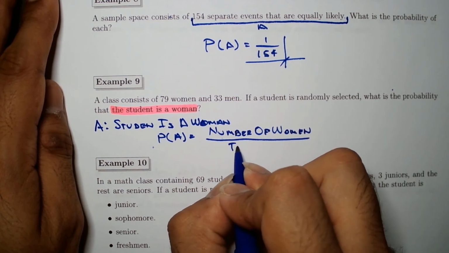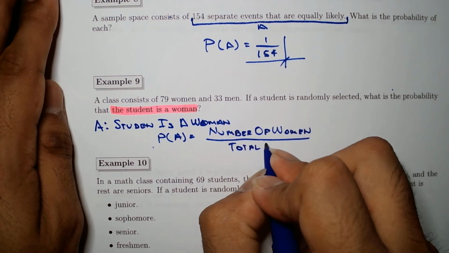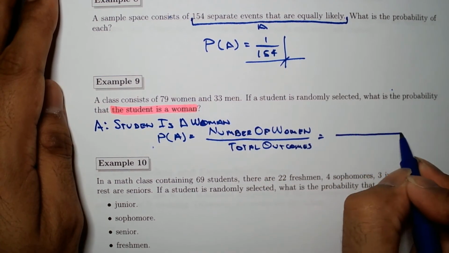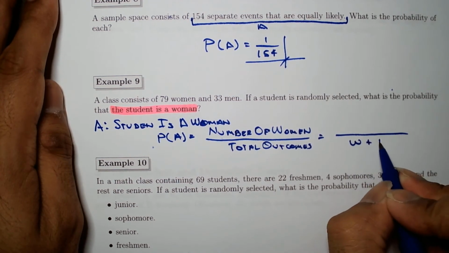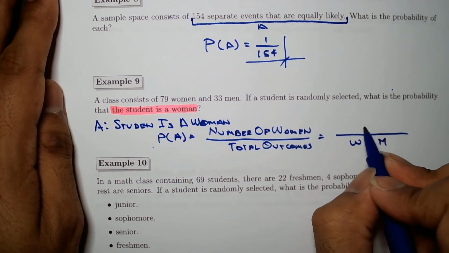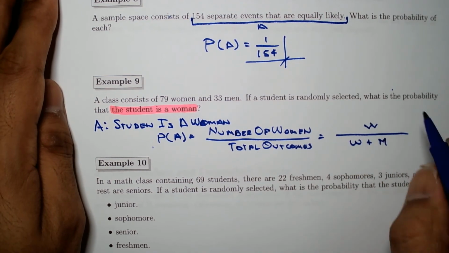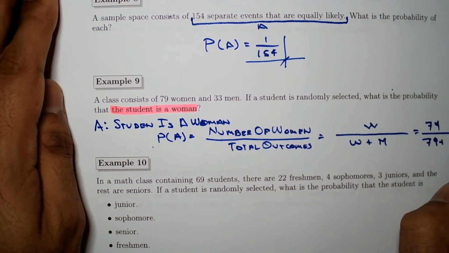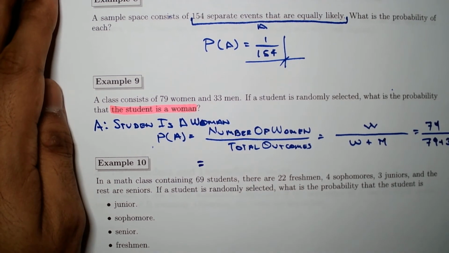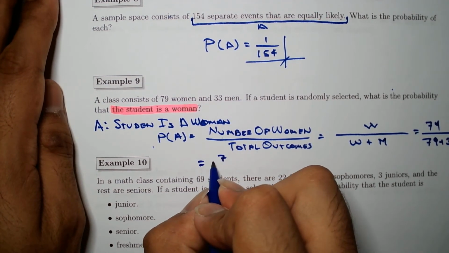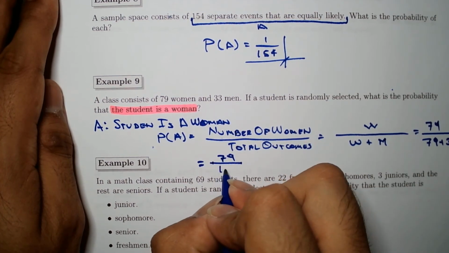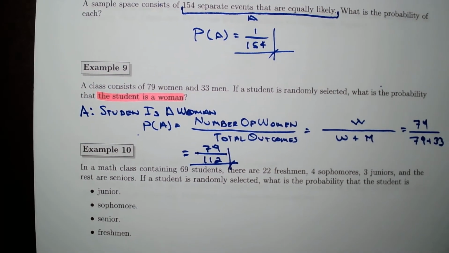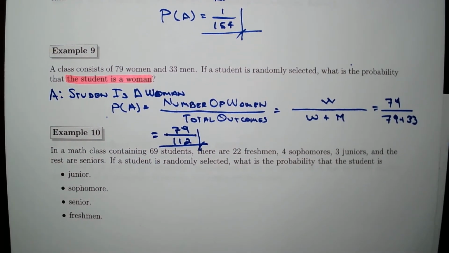Divided by total outcomes, but be careful here, because the total outcomes are going to be women plus men. So in this case, how many women do we have? Well, that's 79 divided by 79 plus the number of men, which is 33, giving us a total of 79 divided by 112. And we can leave it like this, indicated as a fraction. We don't have to further simplify this.